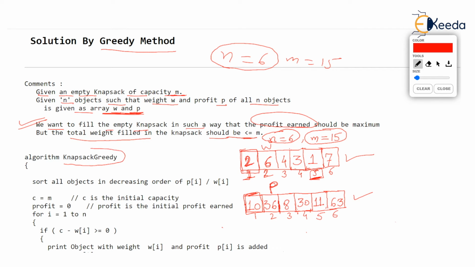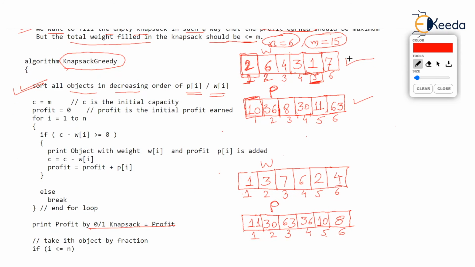I have named the algorithm knapsack greedy because later on we are going to see how to solve the knapsack problem by using the dynamic method. So we will write an algorithm called knapsack dynamic and so on. The first step in the algorithm is to sort all objects in decreasing order of pi by wi. Take the profit by weight of every object, see which object has the highest profit by weight and keep that object first, then the next highest profit by weight second, and so on. That's what we have done here. I have already sorted all the objects in decreasing order of profit by weight.